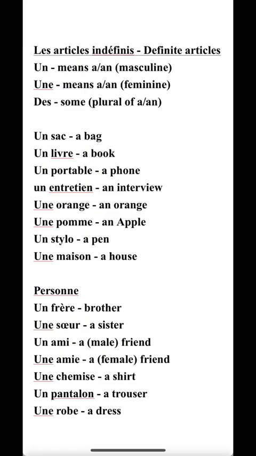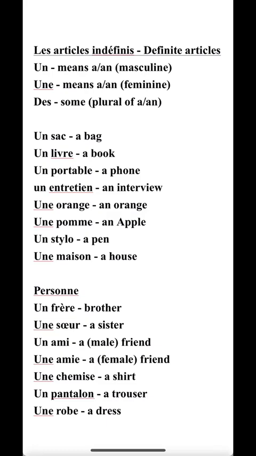Une maison. So we are referring to a person. So we have brother to be called un frère. Un frère. A sister in French is une sœur. Une sœur. So a male friend is called un ami. Un ami. And a female friend is called une amie. You can see the difference, the usage of un and une.